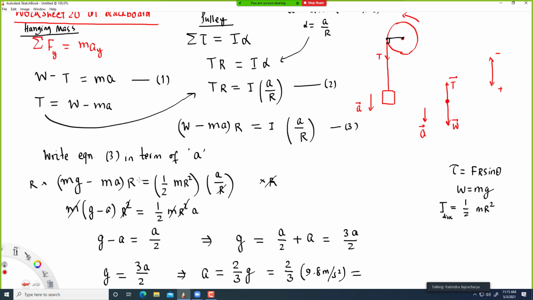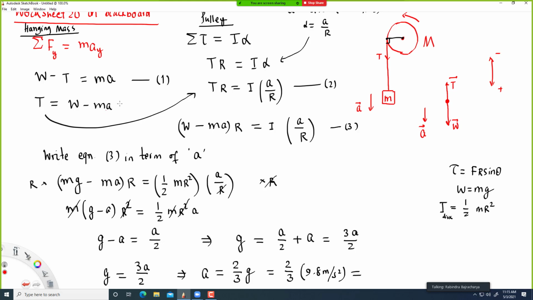So we are dealing with two different objects here. One is this hanging object and this one, the pulley. So we cannot use the same m for both because they are not the same. You need to consider one to be m and the other to be either m2 or capital M. So you need to have different masses. For the hanging mass, I'm using small m.